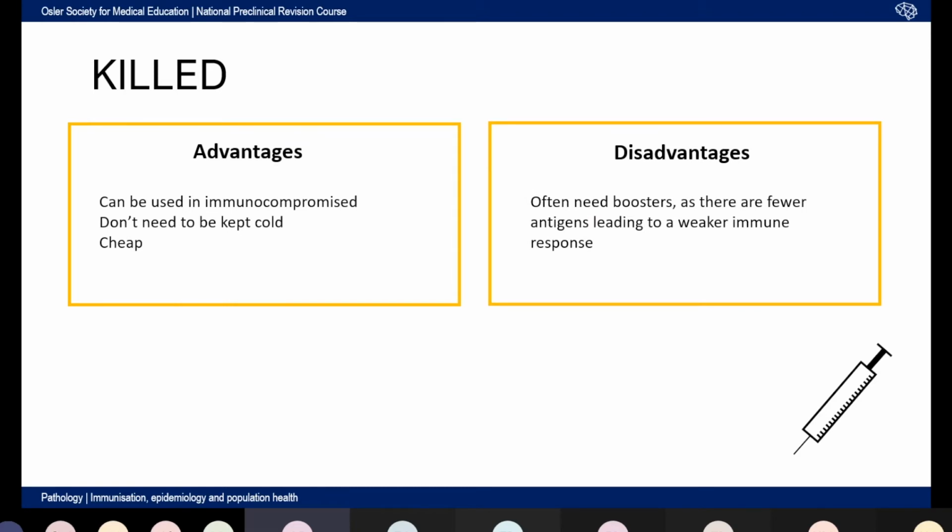The other type is killed. So you treat them, that can be chemically or with heat or with radiation, and you kill them. And so you inject the antigens, but again, the pathogen can't cause disease. Big advantage is that these can be used in the immunocompromised, and they also don't need to be kept cold, and they're much cheaper than other vaccines to produce. But the disadvantage is that you often need boosters because you've killed the pathogen. You often have fewer antigens and so a weaker immune response.